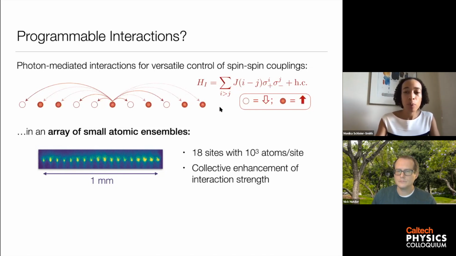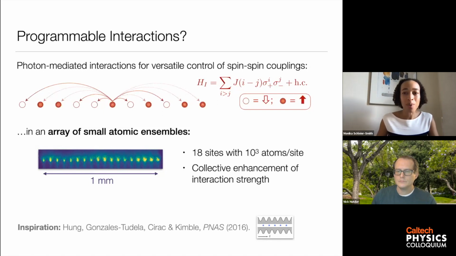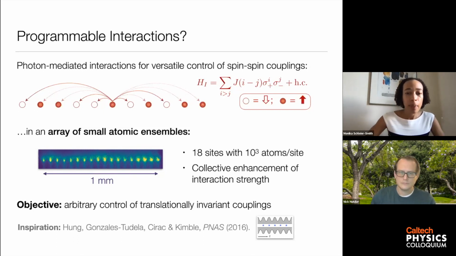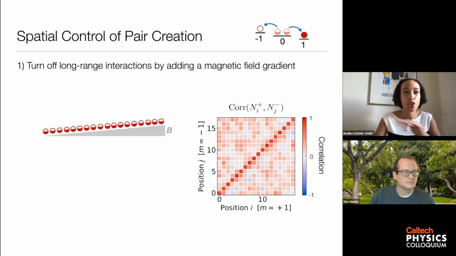Okay, so the dream would be to have something like arbitrary control of these interactions. And there's a beautiful proposal from Jeff Kimball and collaborators on how one could approach this dream, thinking mostly about nanophotonic waveguides, but this is equally applicable also to cavity QED, to a macroscopic cavity like ours. So the basic idea is, if I'd like to start controlling these interactions, let me modestly say I'd like to be able to realize any distance dependence of the interaction. Okay, so how might I do that? The first thing I need to do is turn off the long-range interaction. And to do that, we apply a magnetic field gradient to the system, so that this process of making +1, -1 pairs can only happen if the atoms involved are sitting on the same site.